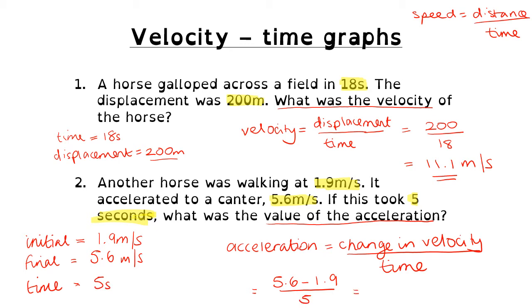In the calculator, if you do 5.6 take away 1.9, the change in velocity was 3.7 meters per second, and that took 5 seconds. So 3.7 divided by 5 gives us an acceleration of 0.74 meters per second squared. And that means 0.74 meters per second faster every second. So every second that went past, the horse increased by 0.74 meters per second. And that's the answer. If you weren't sure about those, if you got them wrong, make sure that you've got the right working written down, and then let me know that you found it difficult.